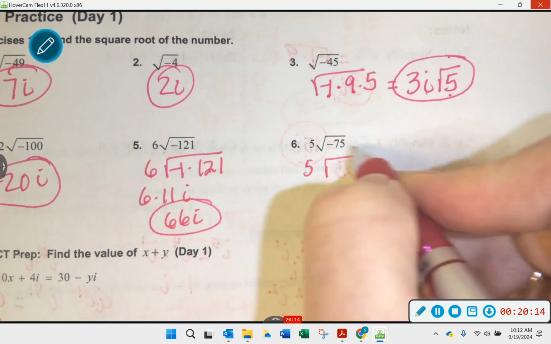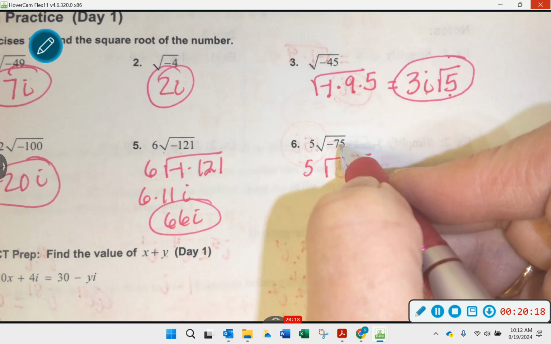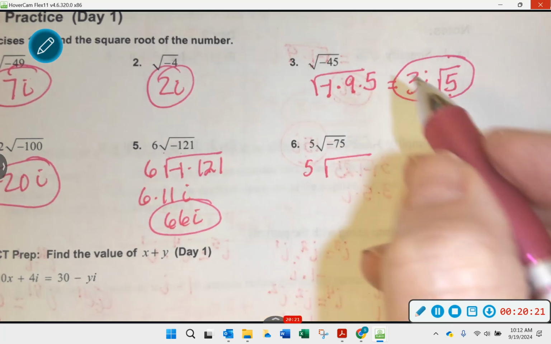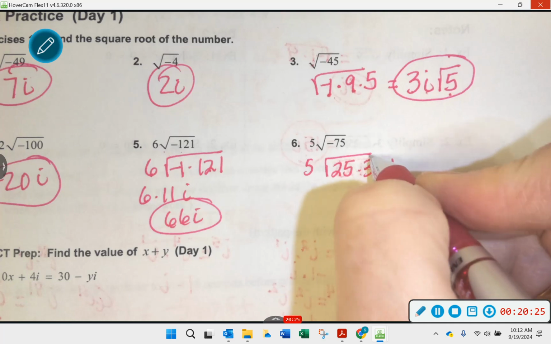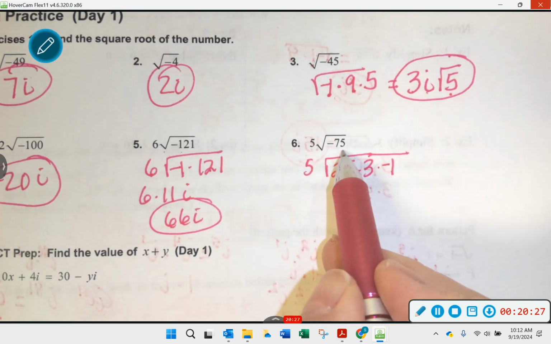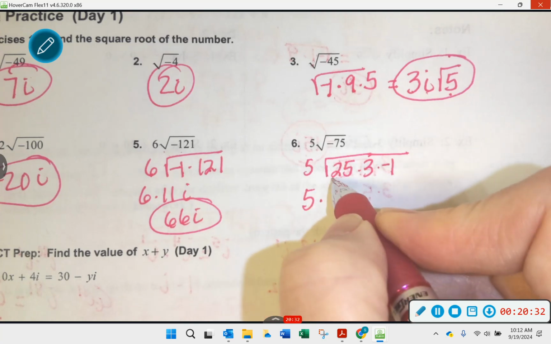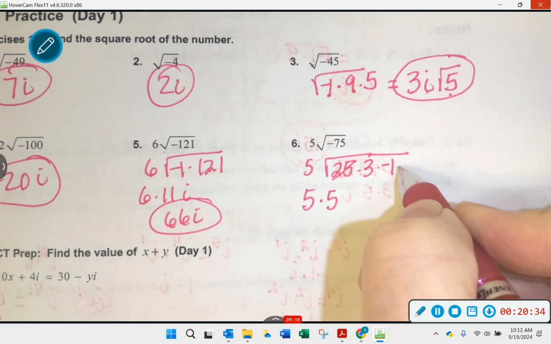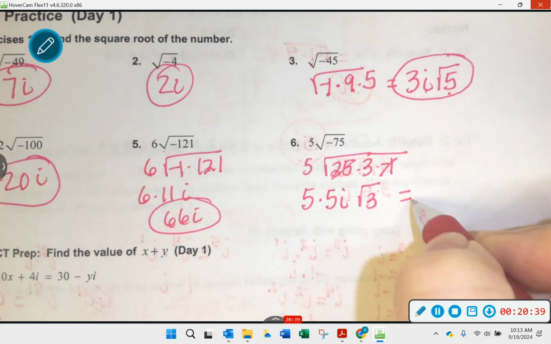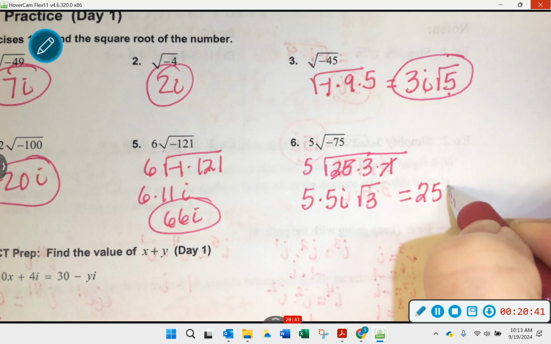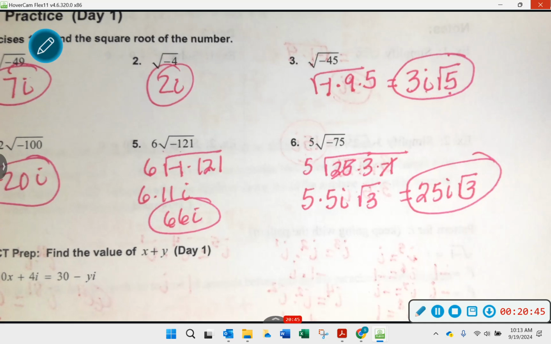Number 6. How are we going to break this apart? What numbers multiply to be 75? And I want 1 to be a perfect square root. What's it going to be, Miriam? Good. So I have 25 times 3 times -1 is equivalent to that. So what do we have? We have 5 on the outside. We can do that. That's i on the outside. So our answer should be 5i radical 3. Okay?